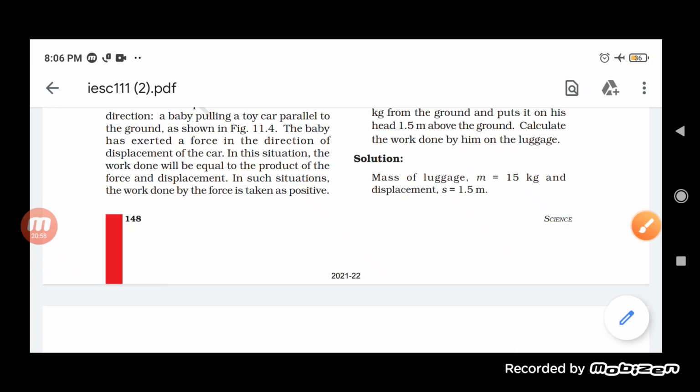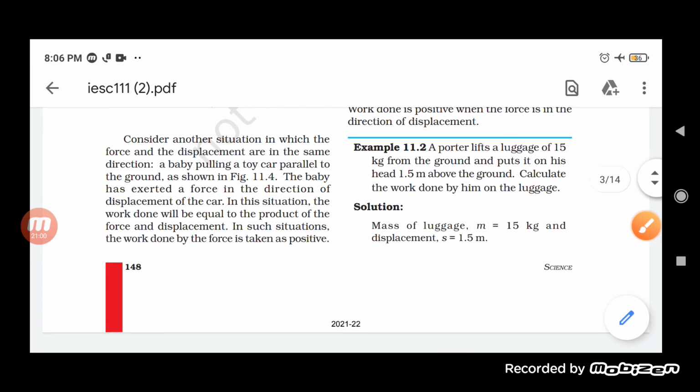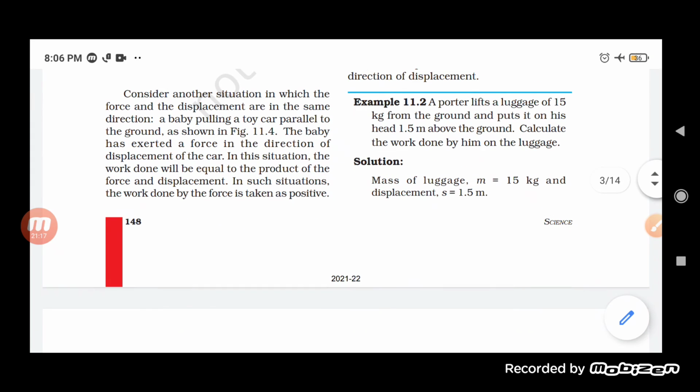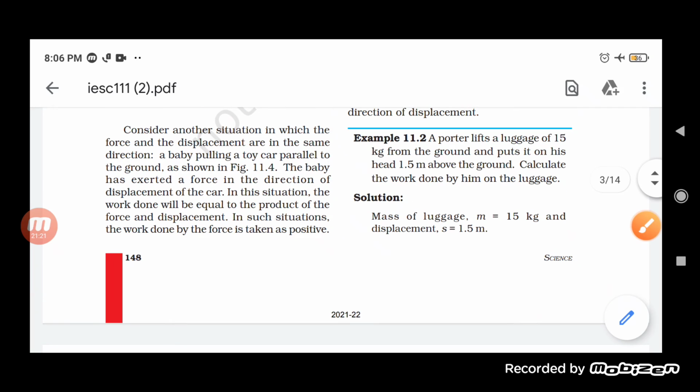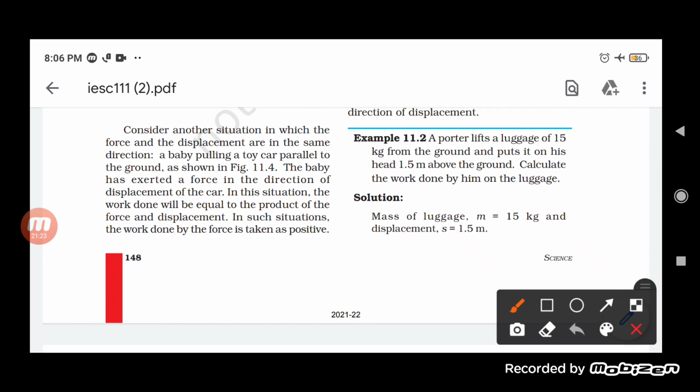Okay. Now see here, a question is there. A porter lifts a luggage of 15 kg from the ground and puts it on his head 1.5 meter above the ground. Calculate the work done by him on the luggage. So mass is given here. You can understand it very well from the question itself: the mass is 15 kg, and the displacement is given as 1.5 meter.